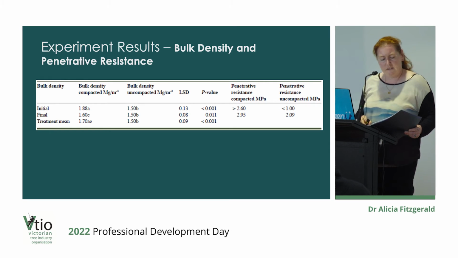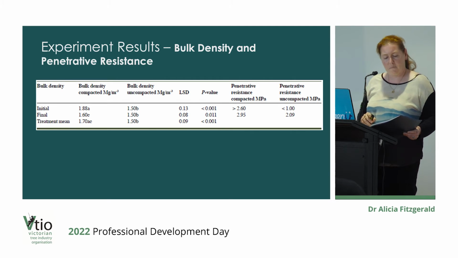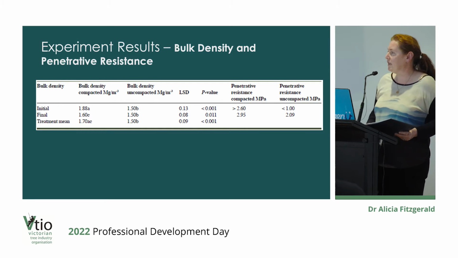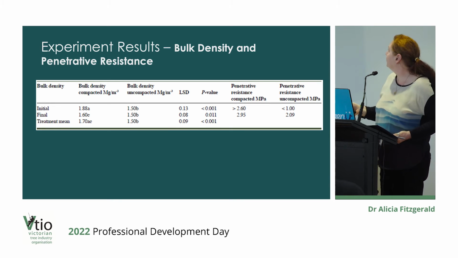The penetrative resistance results also show bulk density readings are a more accurate representation of soil compaction, as it shows that penetrative resistance actually increased in compaction over the final readings, where the compaction levels reduced over time using the bulk density method. So that was an interesting outcome.